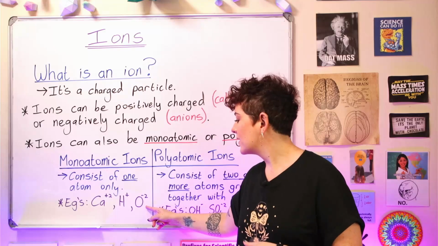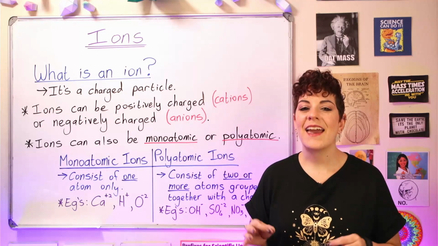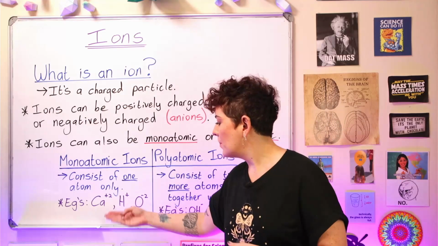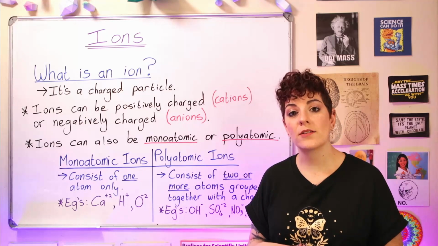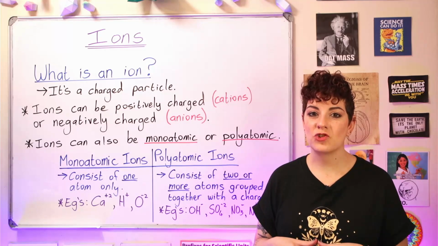Now, the last one here is O-2. You could have written this O2-, and that is the oxide ion. And all three examples are monoatomic ions because each consists of just one atom of an element that is charged.